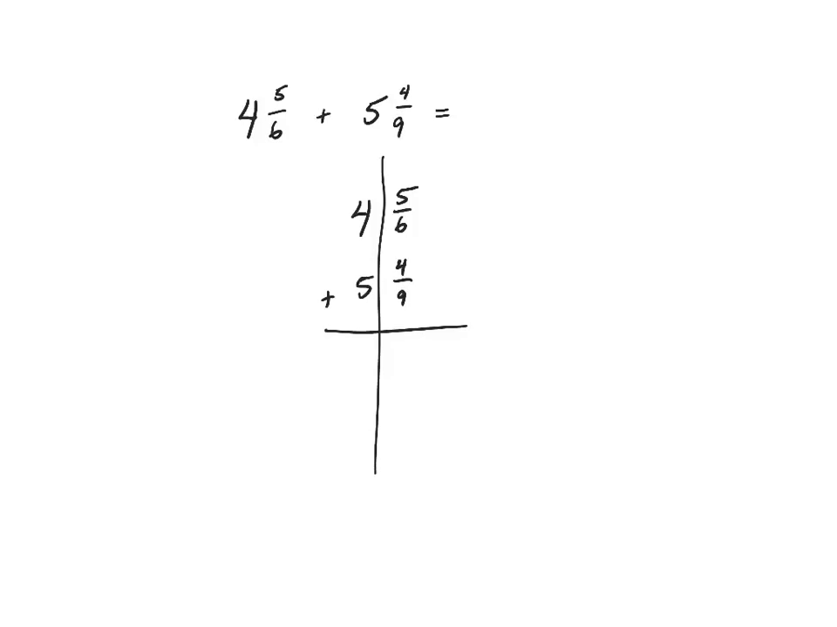Here is another example. 4 and 5/6 plus 5 and let's do 4/9. I'm going to write it vertically, 4 and 5/6, 5 and 4/9. And I'm going to separate my place values here. So now I'm ready for a common denominator of 6 and 9. Let's see, there's several things that I could use because 6 and 9 have several common multiples. The least common multiple is 18.